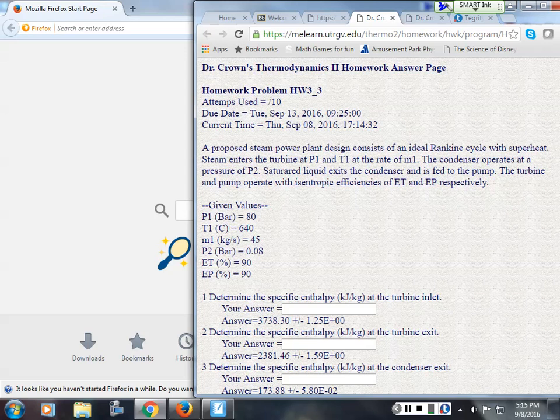The turbine and pump have isentropic efficiencies. Right? So the ET is the efficiency of the turbine, 90%, and then EP, the efficiency of the pump, 90%. So that means there's a rise in entropy in both the turbine and the pump. So what I'll do is do the problem with 100% efficiency and then find my exit state by using the adiabatic efficiencies, or the isentropic efficiencies.